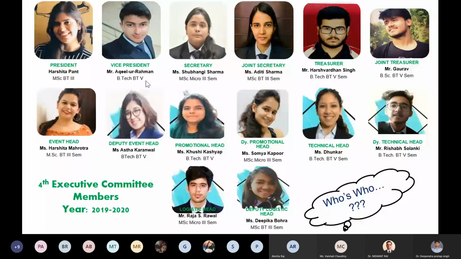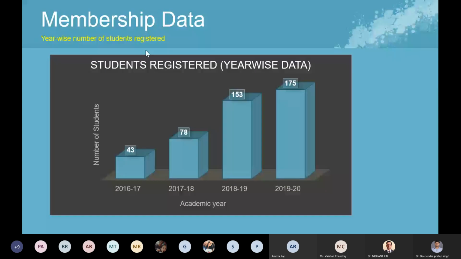Look at them carefully, because you will need to contact them, and you must know them. Many of them are your seniors, like the vice president and this treasurer, deputy event head Astha Karunwal, promotional head Fuji Kashyap, and Miss Dhunkar, technical head Rishabh Solanki, deputy technical head. So these are your juniors, sorry, seniors.